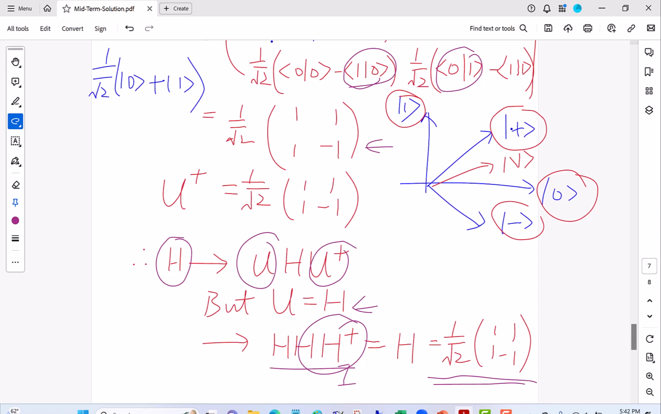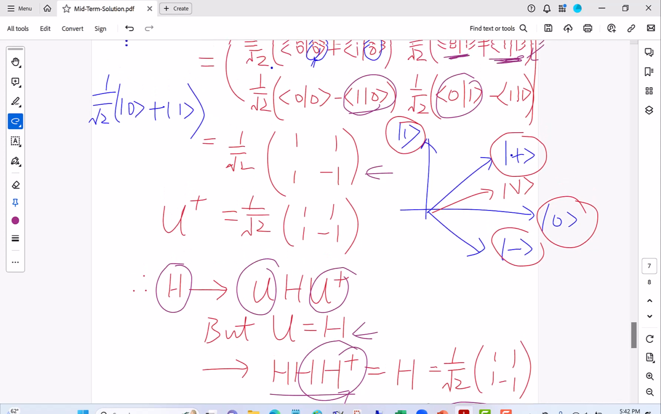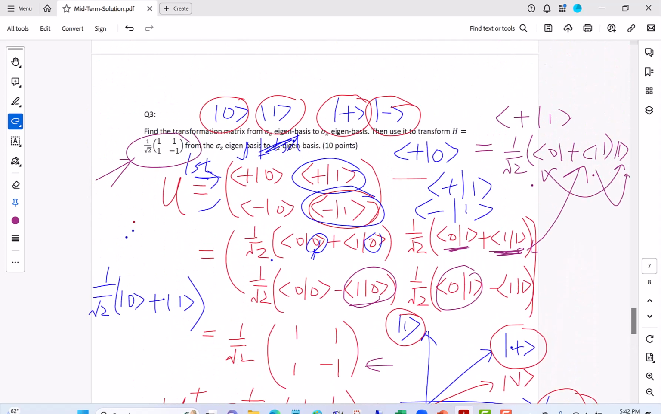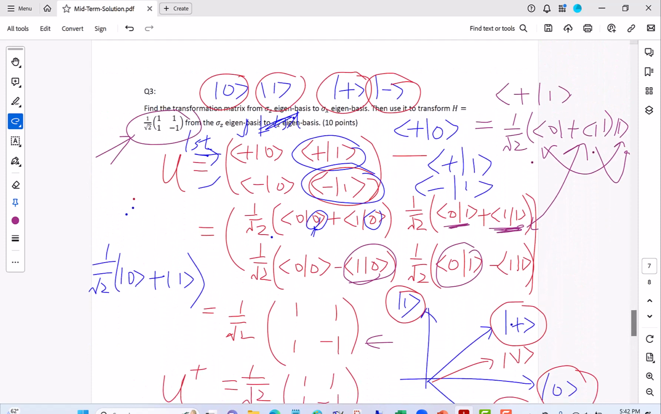This is a pretty interesting thing. The transformation matrix is the Hadamard gate. After all this, it's just the calculation, just do substitution. I do want you to make this very clear, how to do the transformation matrix. This is very useful in many areas, and is also called similarity transformation.